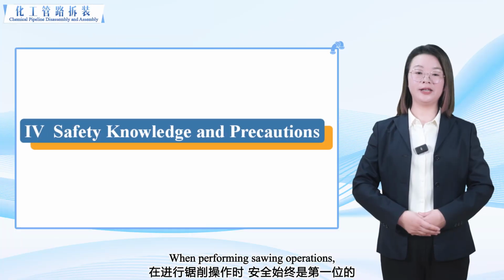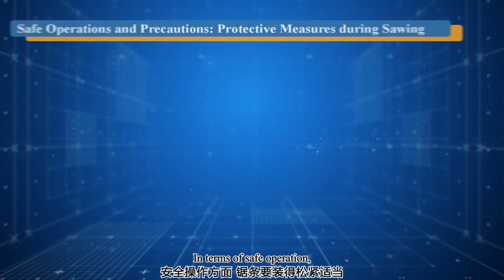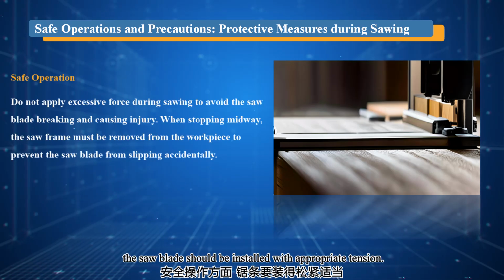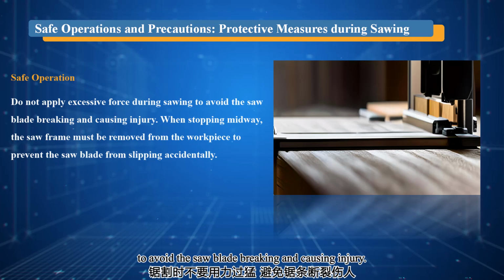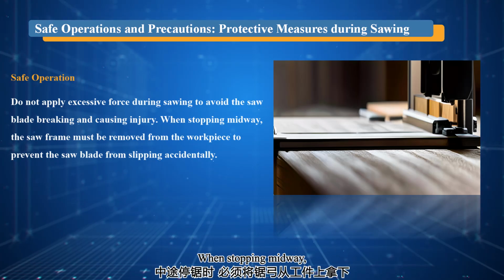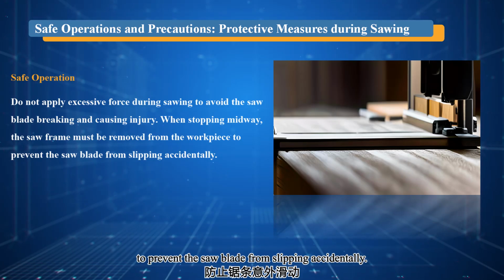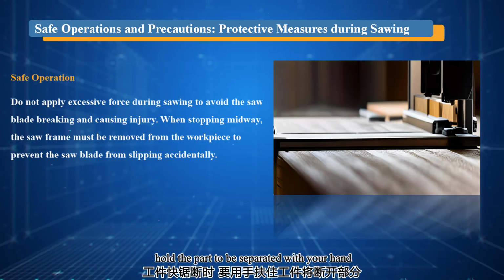When performing sawing operations, safety is always the top priority. In terms of safe operation, the saw blade should be installed with appropriate tension. Do not apply excessive force during sawing to avoid the saw blade breaking and causing injury. When stopping midway, the saw frame must be removed from the workpiece to prevent the saw blade from slipping accidentally when the workpiece is almost cut through. Hold the part to be separated with your hand.